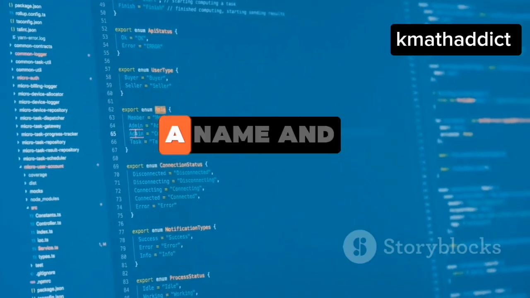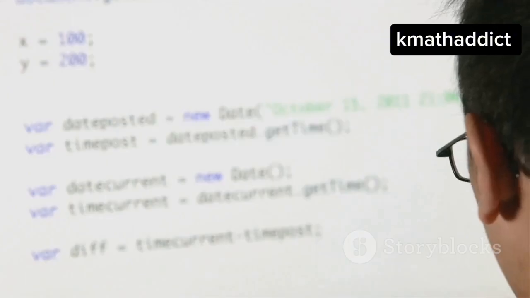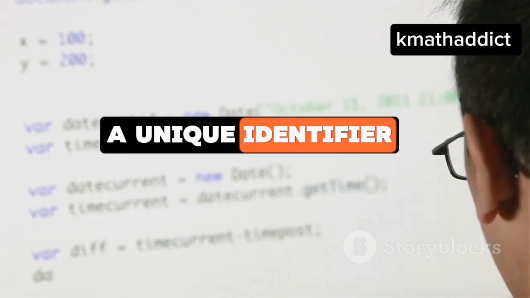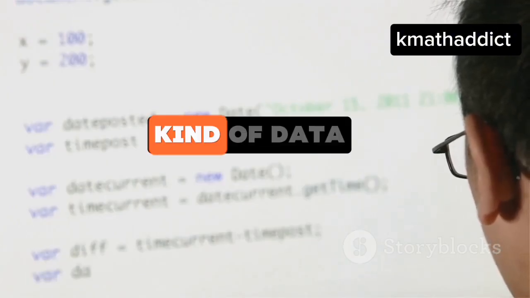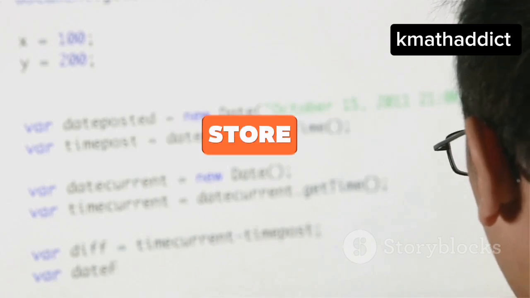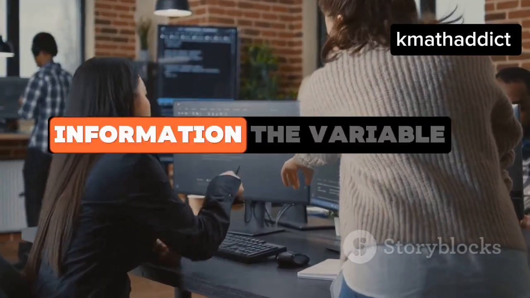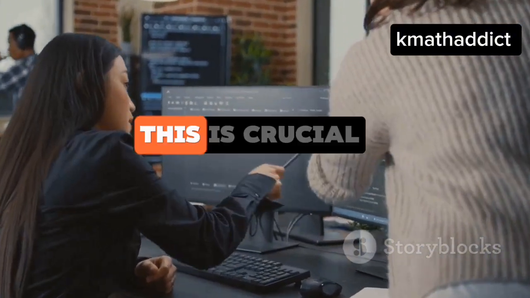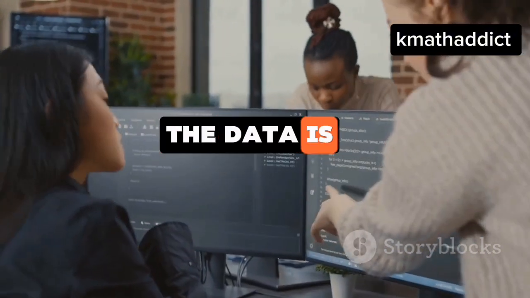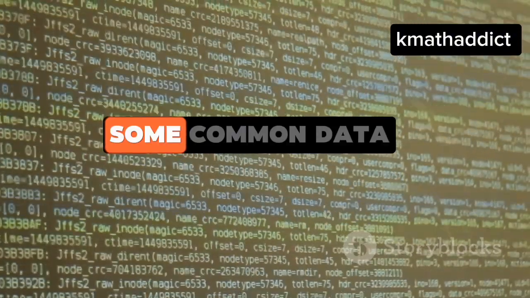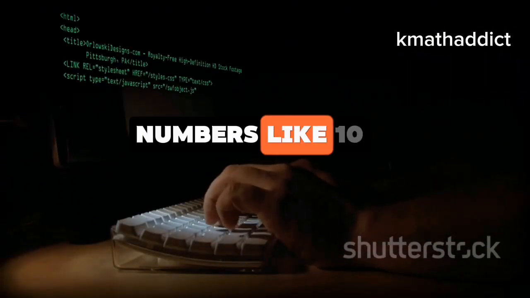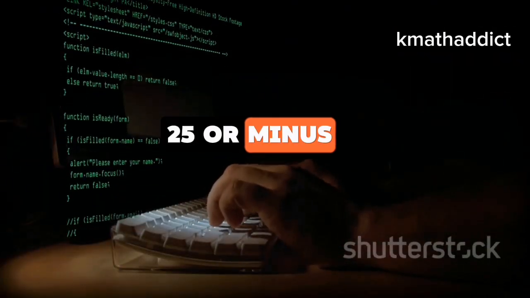Each variable has a name and a data type. The name is a unique identifier, while the data type defines the kind of data the variable can store. The data type tells the computer what kind of information the variable can hold. This is crucial for ensuring that the data is processed correctly. Some common data types are integers, which are whole numbers like 10, 25, or -5.